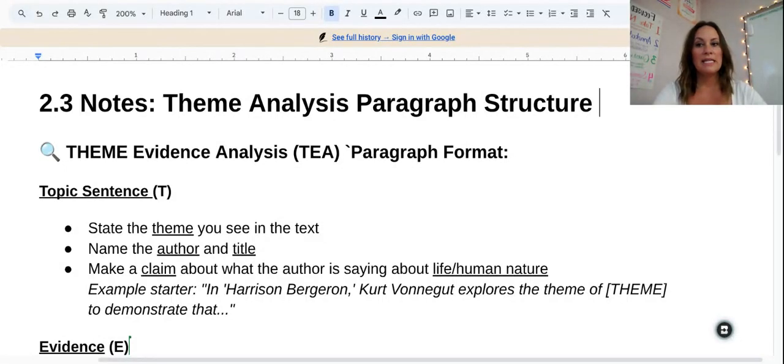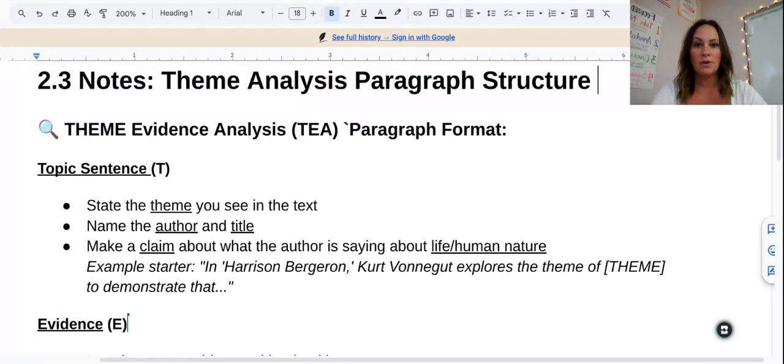All right, today you guys are going to be taking 2.3 notes on theme analysis paragraph structure. So the document that you guys have has fill in the blanks. We call this close notes, meaning that most of the notes are done for you. You just have to fill them in. All right, so you're going to see things that are in underline, just going through the order. Please fill it in your notes.